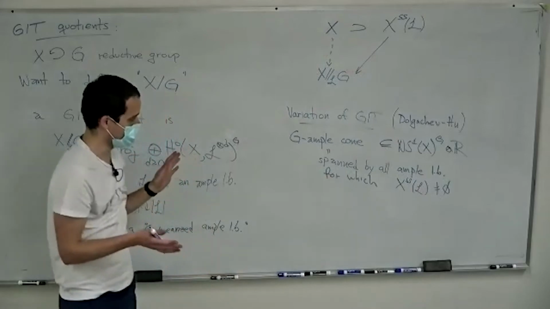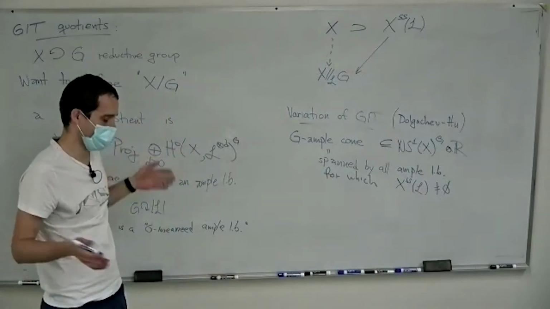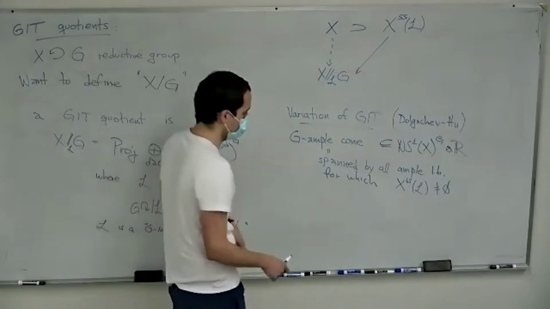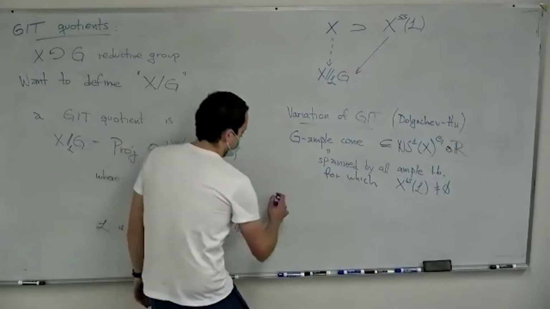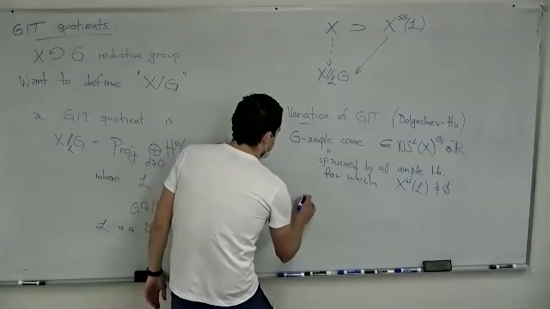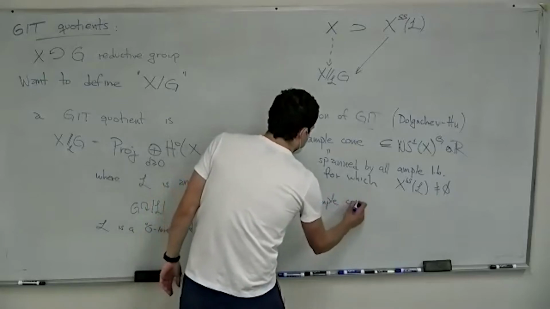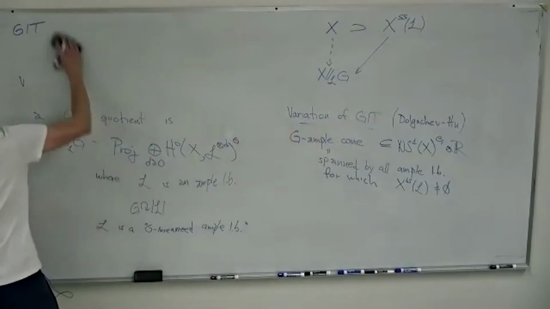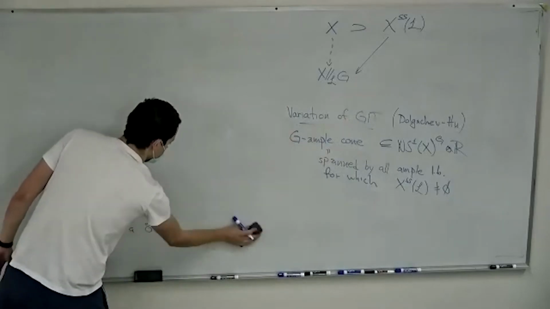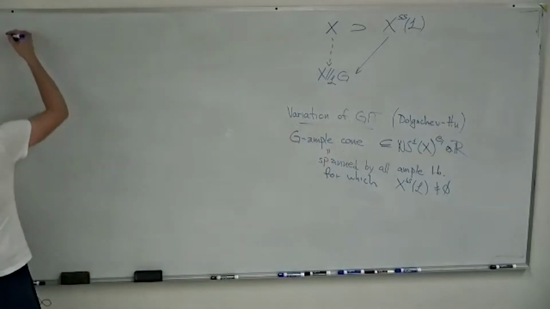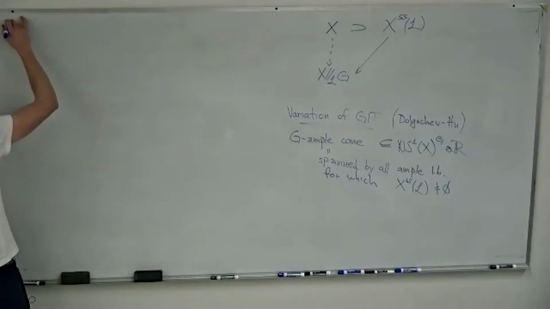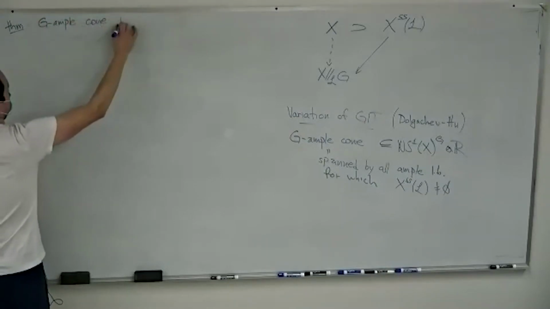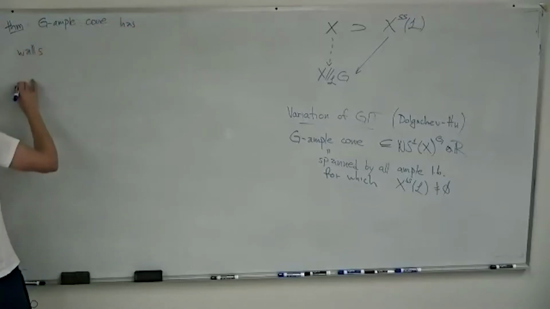So this G-ample cone, the set of all possible linearizations, meaning all possible GIT quotients you could have, can be split into a system of walls and chambers. So the theorem is that the GM cone has walls and it has chambers.